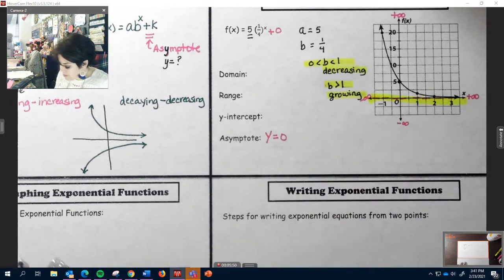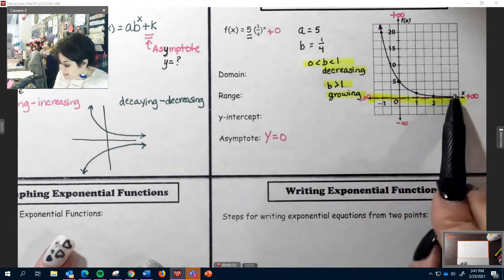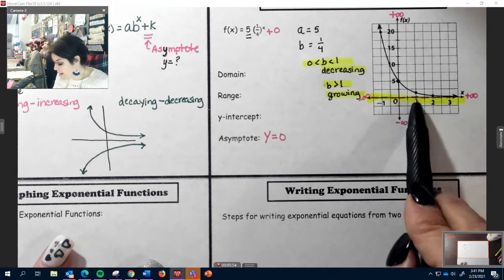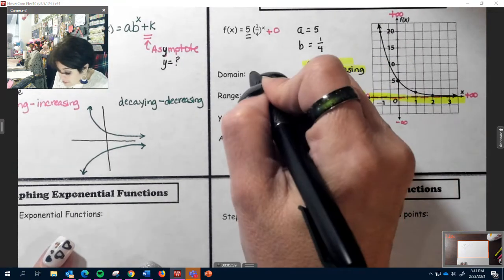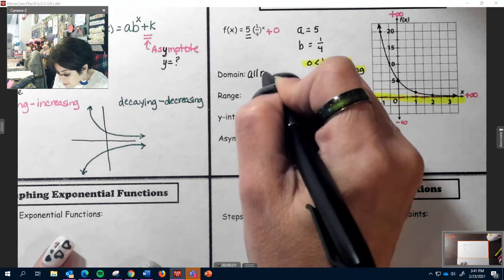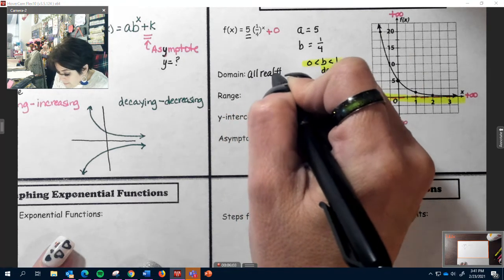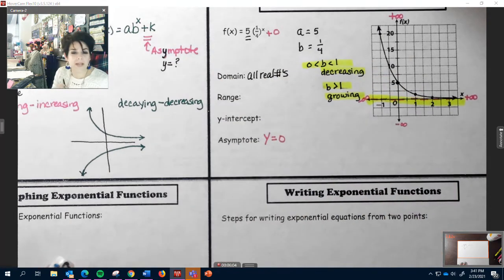All right, so the domain, how wide is it? Well, it goes forever and ever this way and forever and ever this way. The graph is going to keep going. There's no boundaries, so I'm just going to say it's all real numbers. I could do negative infinity less than x less than positive infinity if I wanted to. Whatever you want to put, I'm just going to put all real numbers.